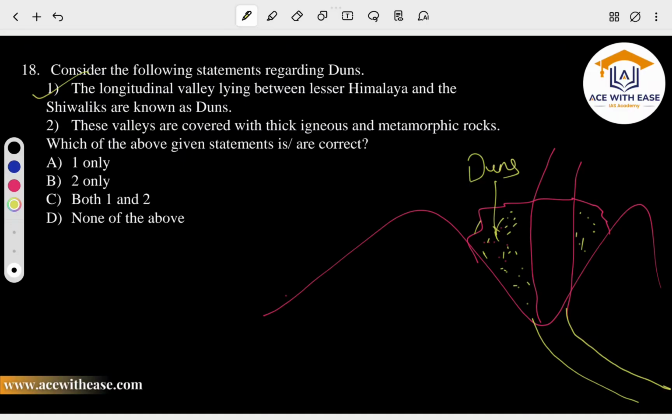Second statement, these valleys are covered with thick igneous and metamorphic rock. This is a wrong statement. We all know that the river is an erosional agent and whatever sediments are brought here will form sedimentary rocks. So the second statement is incorrect, and only one statement is correct in this question.